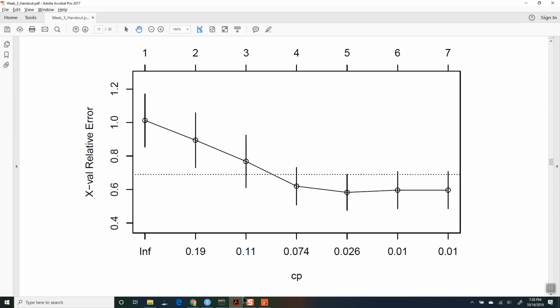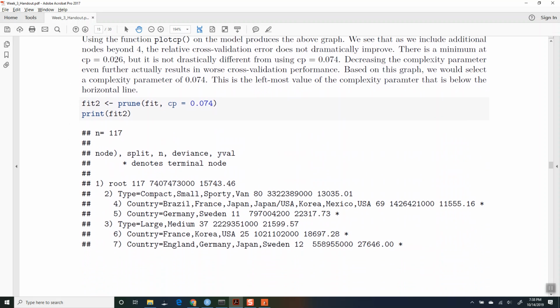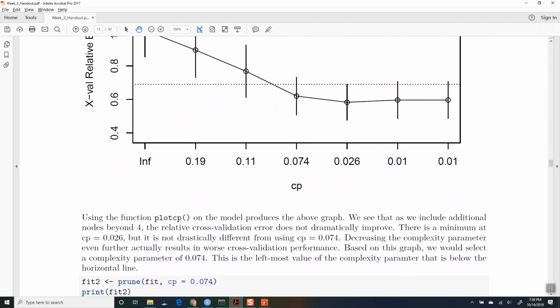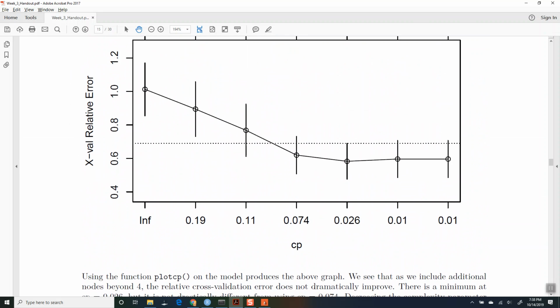And to make matters even more uncertain, because cross-validation is subject to random sampling, someone else could ask R to make this exact same picture using the same command, but they get a different result. So I did that. I do the same thing. Anyway, sorry, I'm jumping ahead of myself.